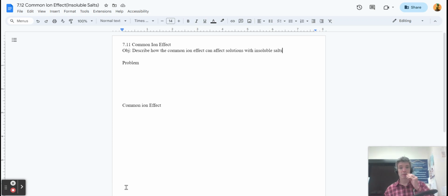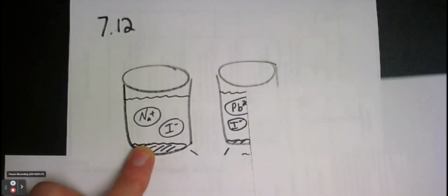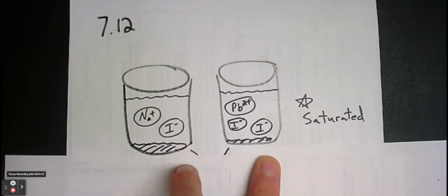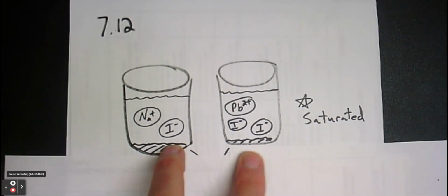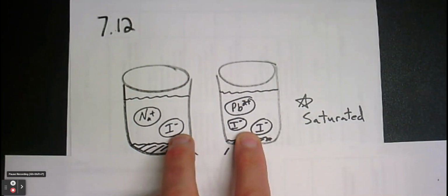Okay, so we're trying to figure out the common ion effect. The best way, I think, is to look at a problem. If I had a sodium iodide solution and I combined it with a lead iodide solution, and these are both saturated, you'll notice that they both share a common anion. That's the common ion effect.